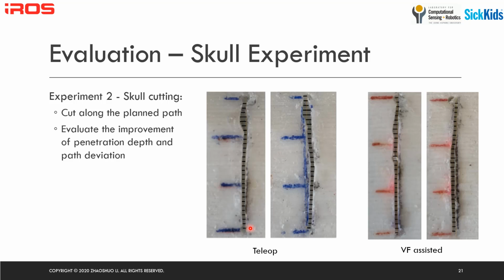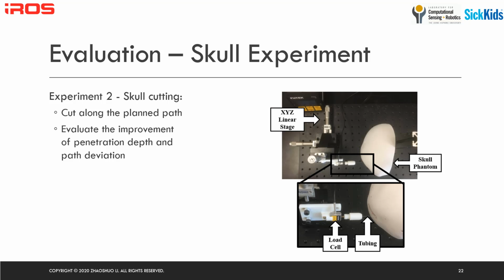We measure the deviation of the cut path at every 1 mm interval, shown as the black short lines. Qualitatively, we see that the teleoperation has a much larger deviation from the planned path compared to virtual fixture assisted teleoperation. Before cutting, the interior of the skull is overlaid by a layer of wax.